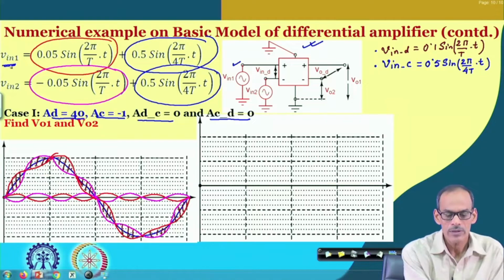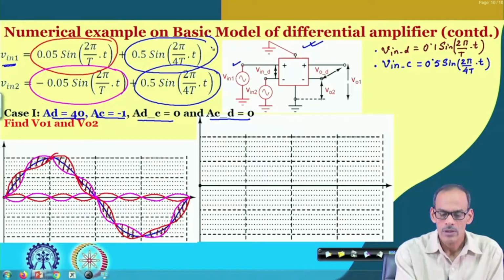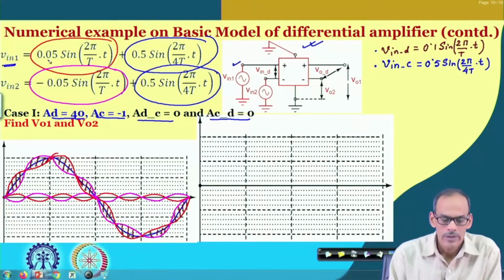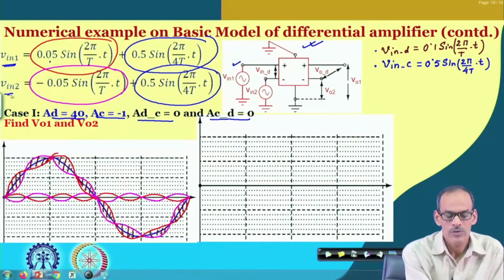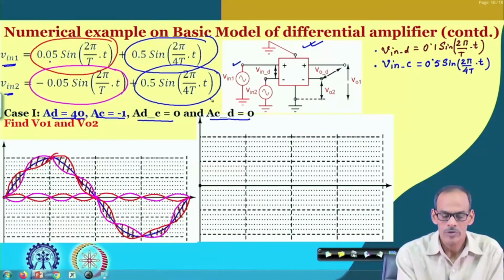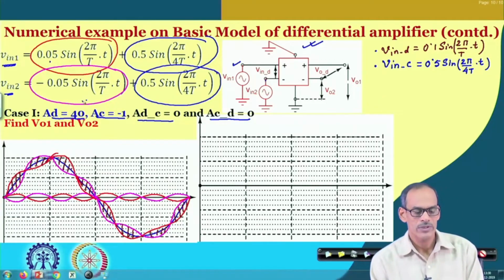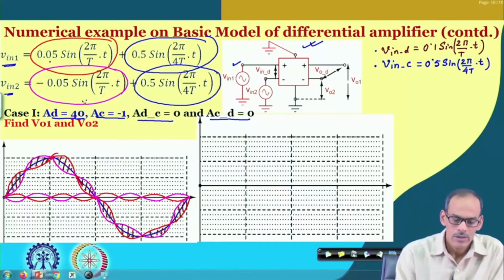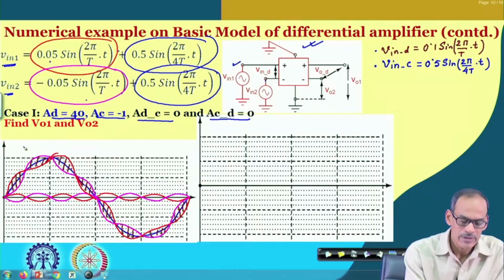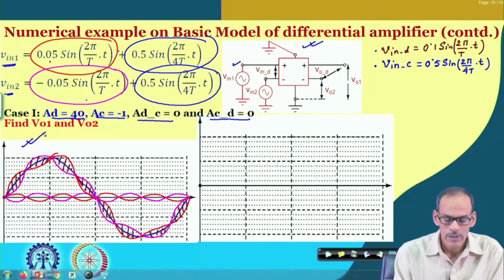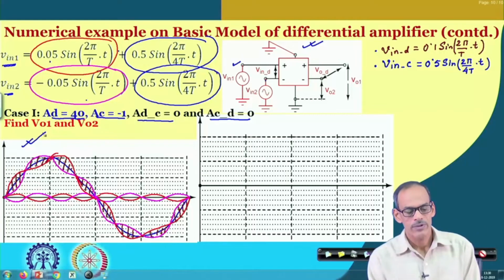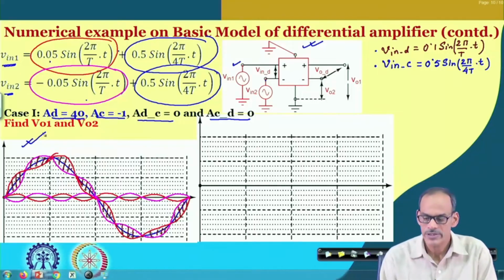The signal we are feeding here at terminal 1, called V in 1, has a common mode component and half of the differential part, and likewise at the other terminal we are feeding V in 2, which also has a common mode component and half of the differential signal. This signal is pictorially shown here. As we have discussed for the previous case, the signal remains the same at the input port.